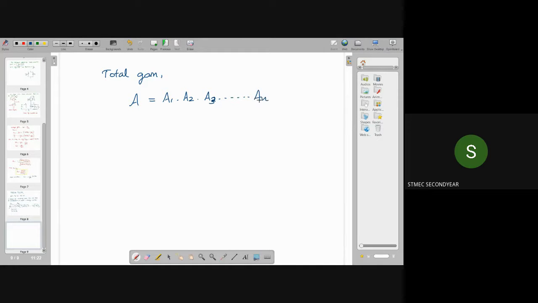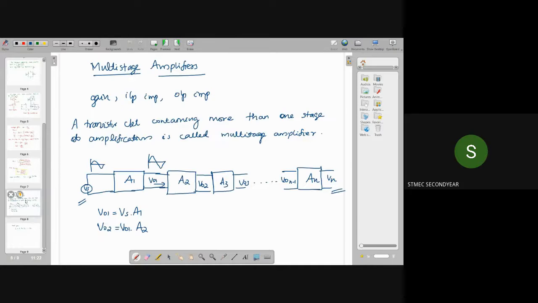For an N-stage amplifier, total gain will be equal to the product of the gains of individual stages: A1 into A2 into A3 into AN. V01 is equal to Vs into A1. V02 is equal to V01 into A2. And if you have two stages, consider this V01 into A2.